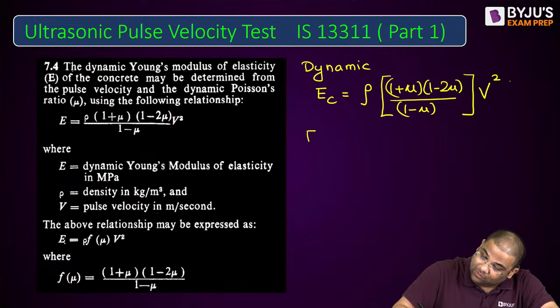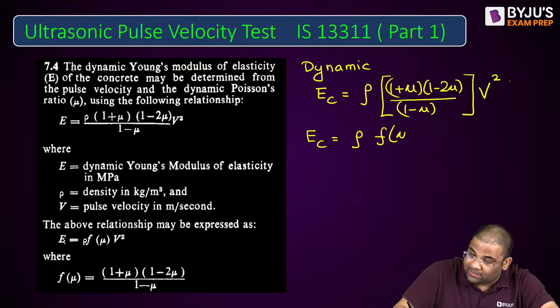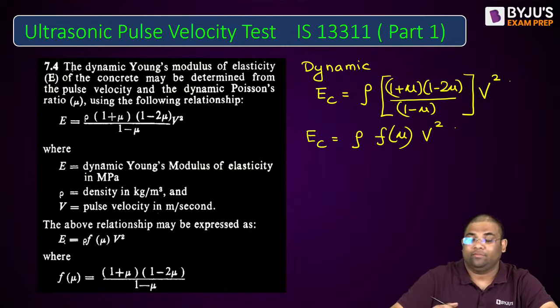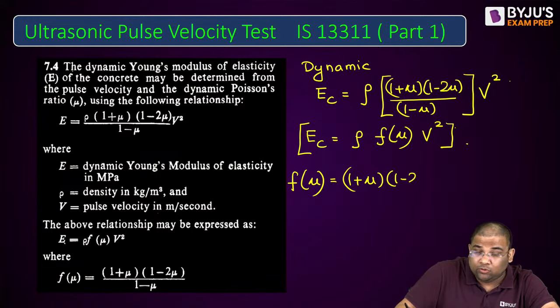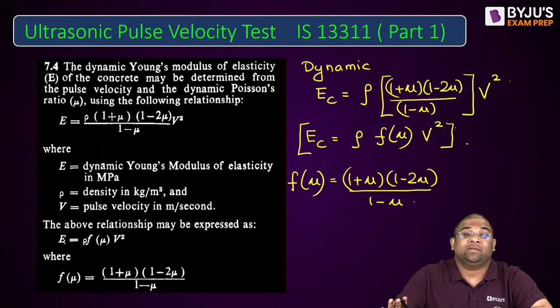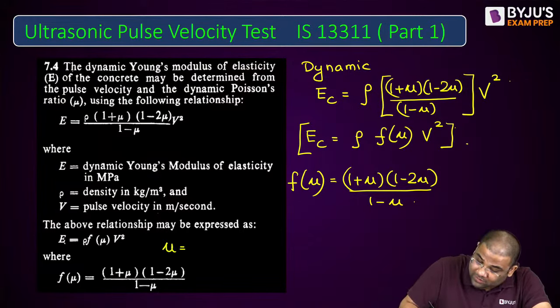So this can be written as rho times a function of mu, times v square. This formula can also be asked in the examination, and the function of mu is 1 plus mu, then 1 minus 2 mu, divided by 1 minus mu. They have already asked this in ESE once, and they can repeat it again. This mu is the dynamic Poisson's ratio.